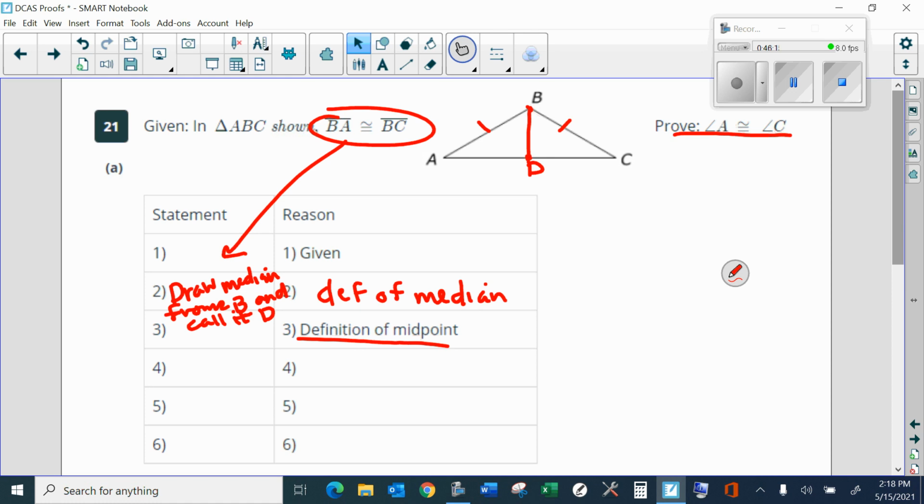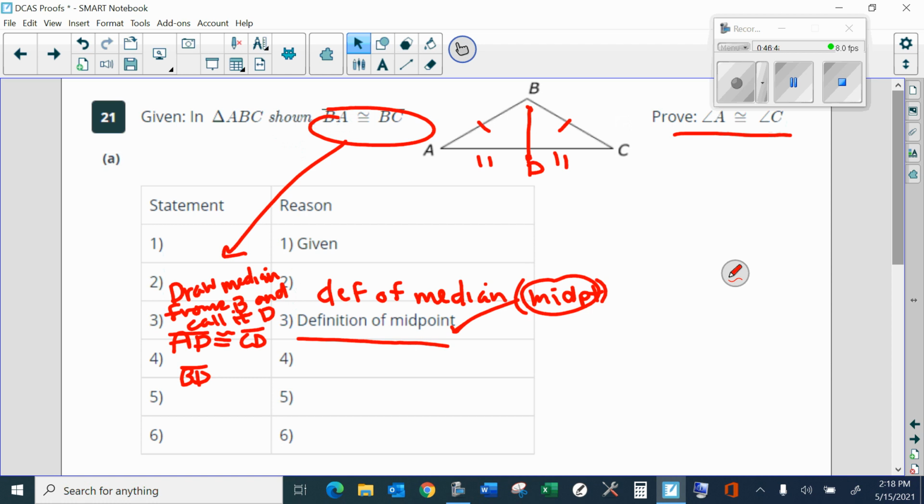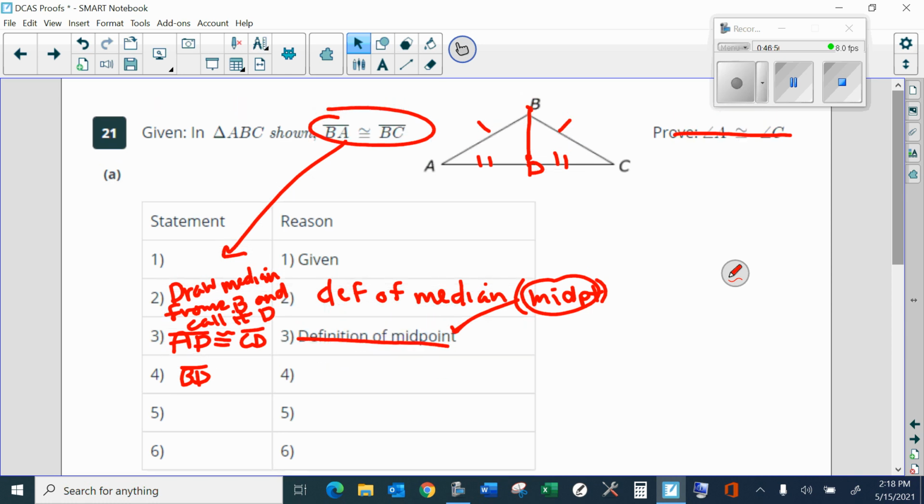So since this is the midpoint of the opposite side, now I can say AD is congruent to CD, segment CD, by definition of midpoint. Okay, because within the definition of median, you have the word midpoint in here. It goes from the vertex to the midpoint of the opposite side. So there's that vocab word right there. So that's why then I can use it right there. So then I have this. Okay, then I'm going to say BD is congruent to BD, reflexive property.